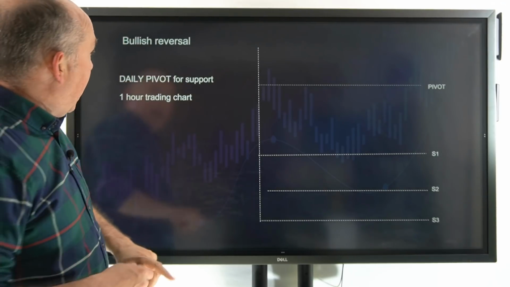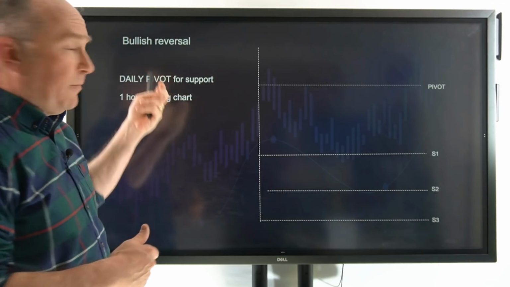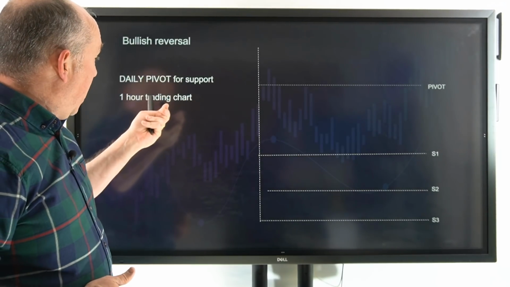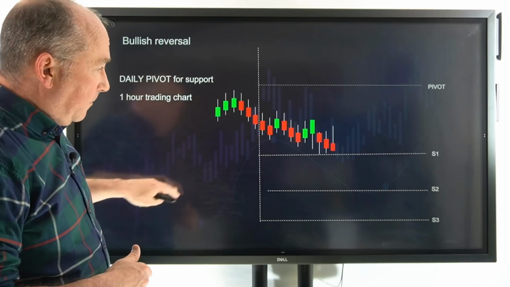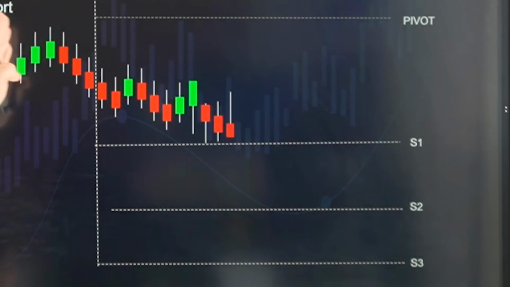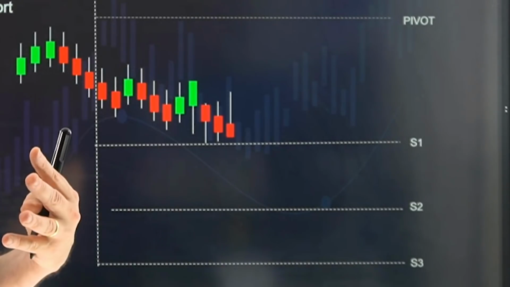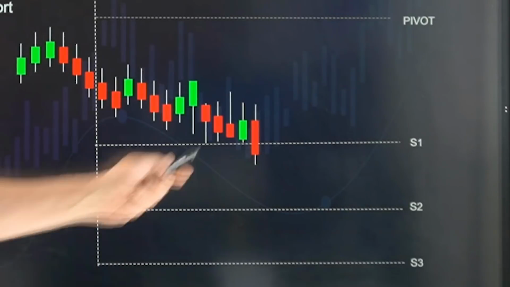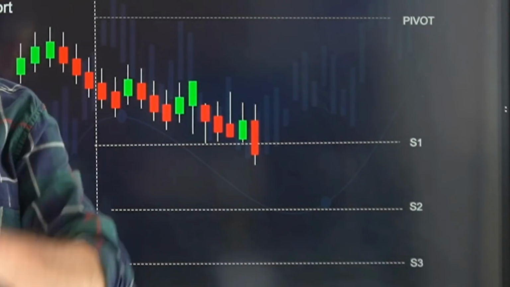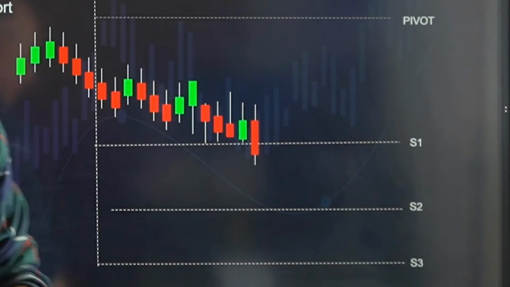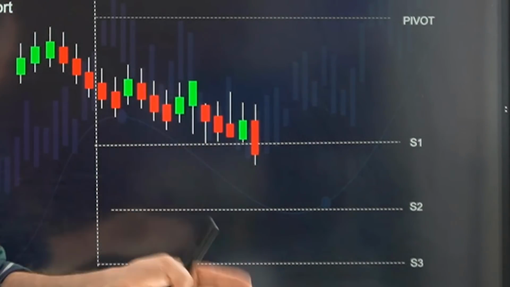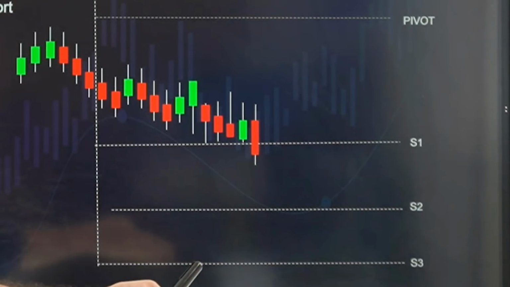Let's have a quick look at the bullish reversal. Okay, again, I'm using the daily pivot points for support in this case, and I'm trading on the 1 hour chart. Okay, so we are looking at the market trading down. We're coming into this S1 level. Is it going to hold, or is it going to break out and continue to the downside? If you see something like that, a lot of the traders out there are going to be expecting this to trade lower and break out of that support zone and continue on down.